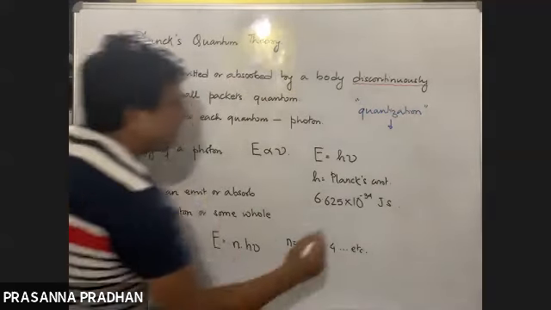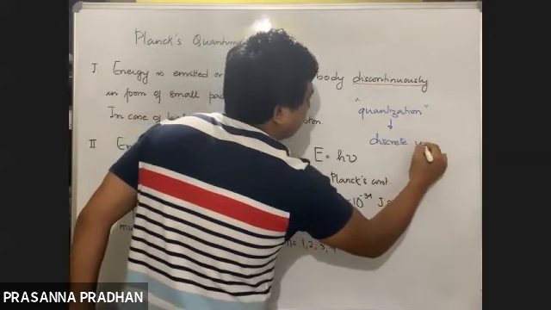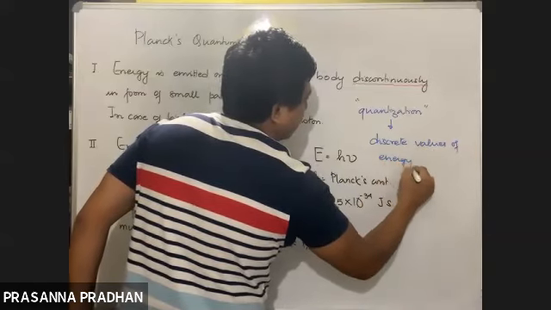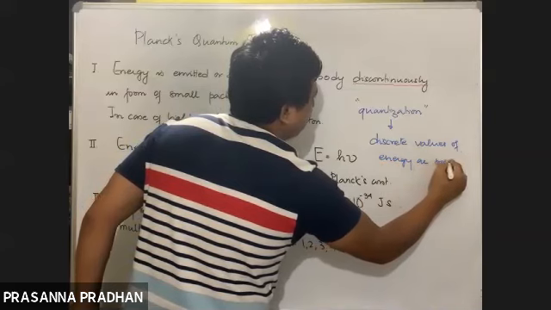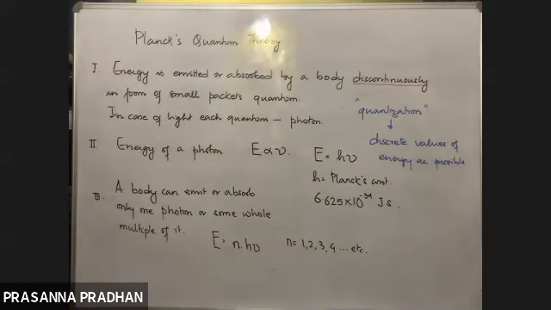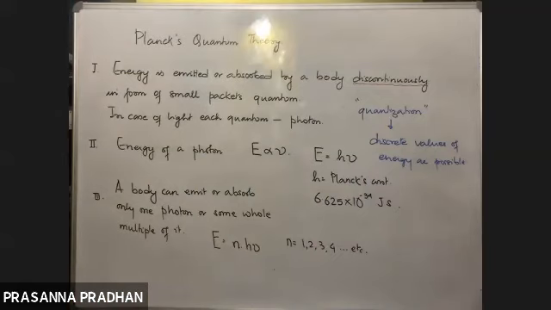Quantization means only certain discrete values of energy are possible. Not all random values are possible. How many values of energy? 1 h mu, 2 h mu, 3 h mu, 4 h mu, only whole numbers, not 4.2 h mu, not 2.6 h mu. Got it? So this is known as quantization, meaning only certain discrete values of energies are possible.